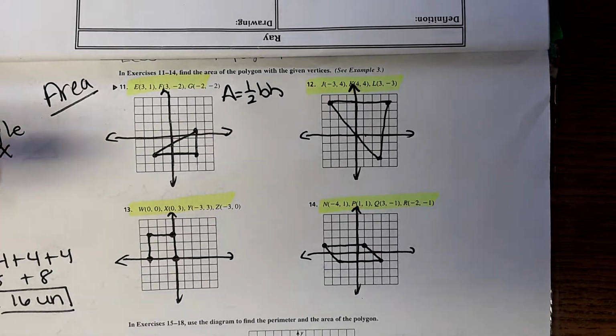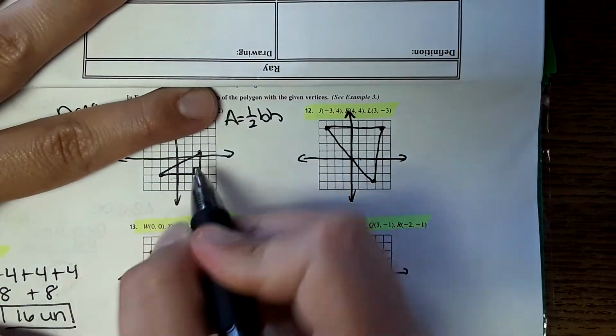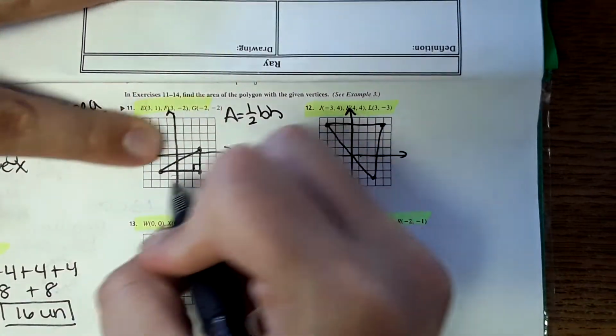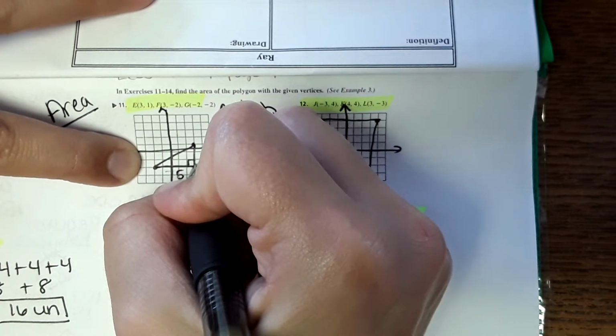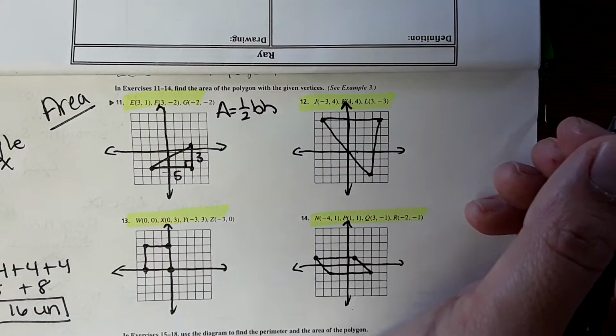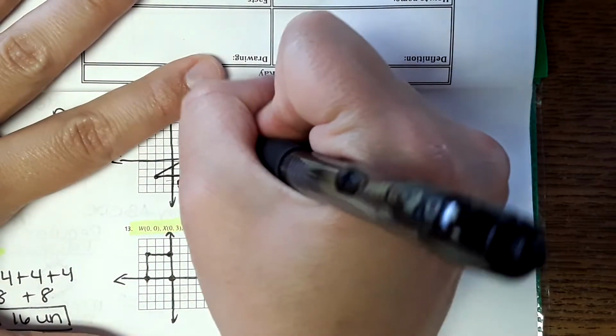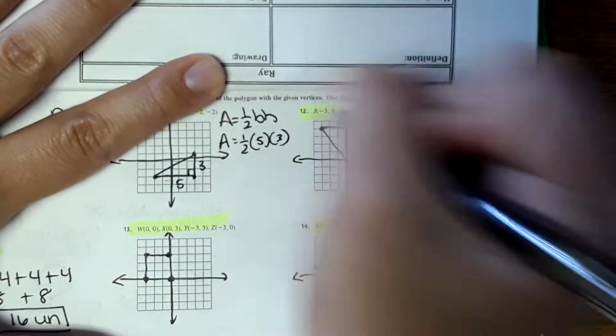Okay, the triangle we have drawn is a right triangle, so our base is right here and our height is this perpendicular length. So the base is at 1, 2, 3, 4, 5 units, and the height is 3 units. And then we can plug that into our equation. Area equals 1/2, the base is 5, and the height is 3.